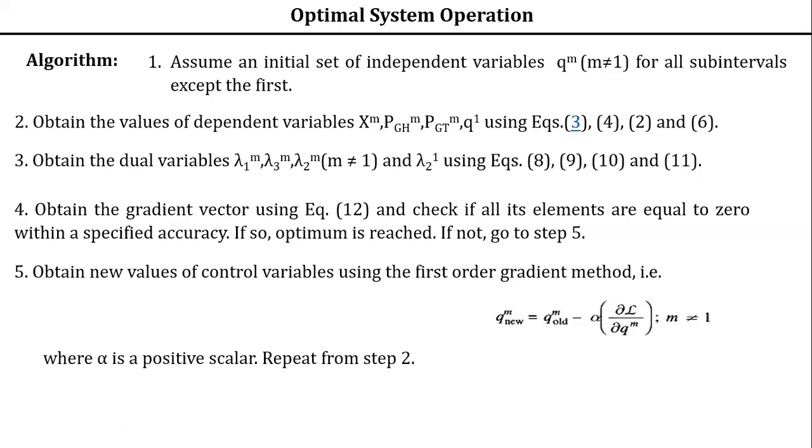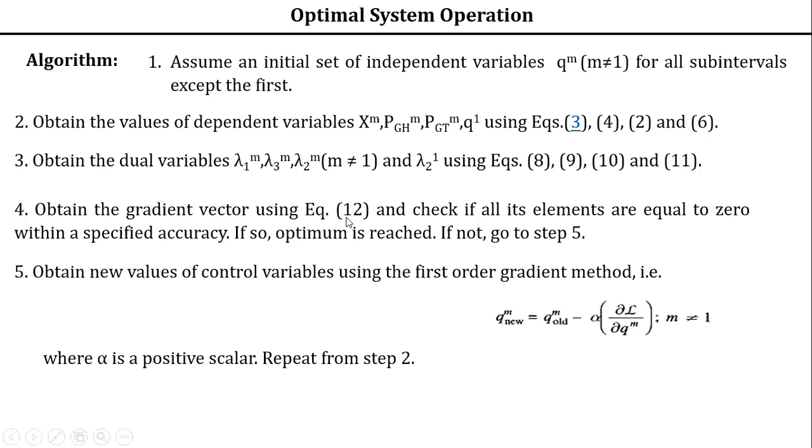You can select it. This value you have to select appropriately, or sometimes this alpha value will be given. This alpha we have already discussed in convergence criteria when we studied thermal stations. The same procedure you can apply here in order to select the alpha value, which must be a positive scalar. Then repeat from step 2. Understood? Find the new value of the independent variable, repeat from this one, and again find the dependent and dual variables.